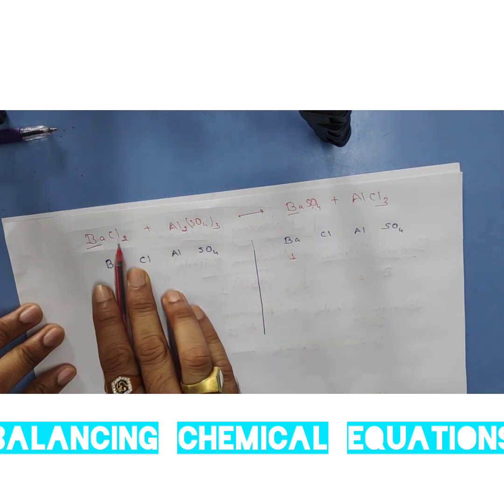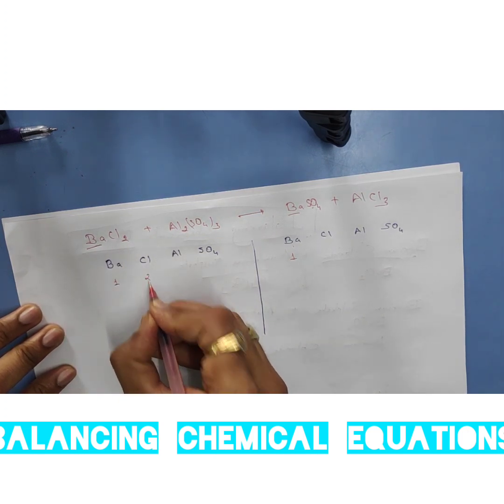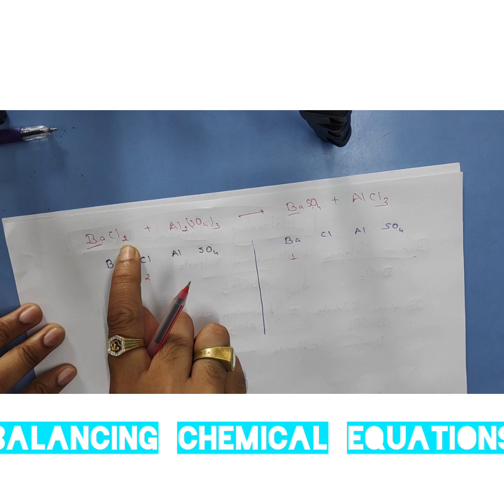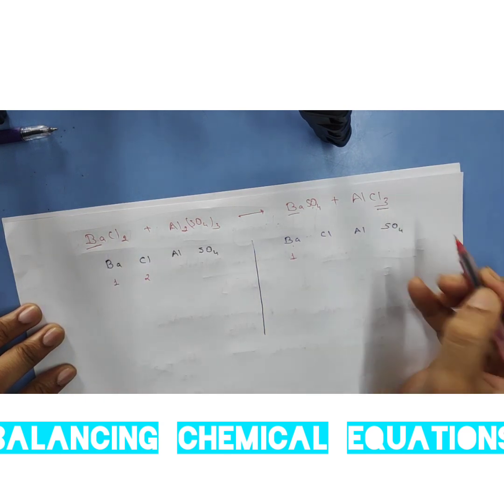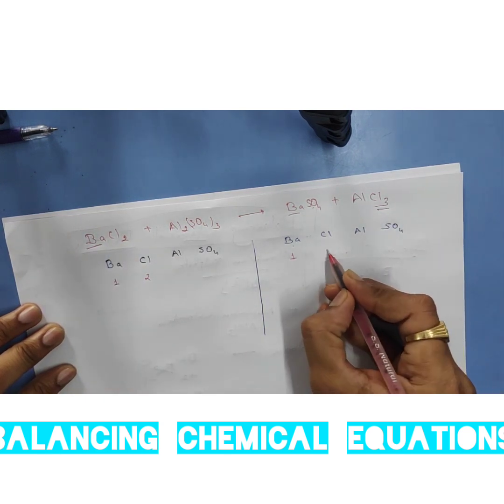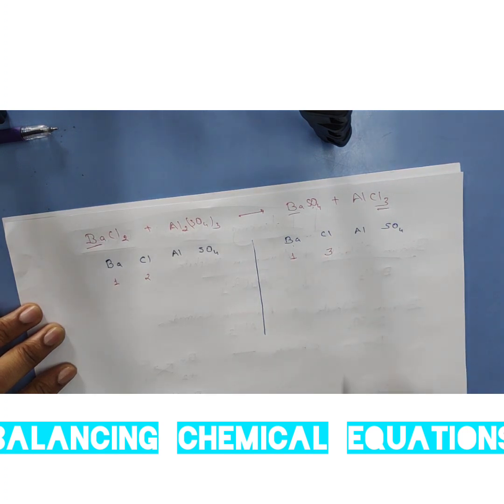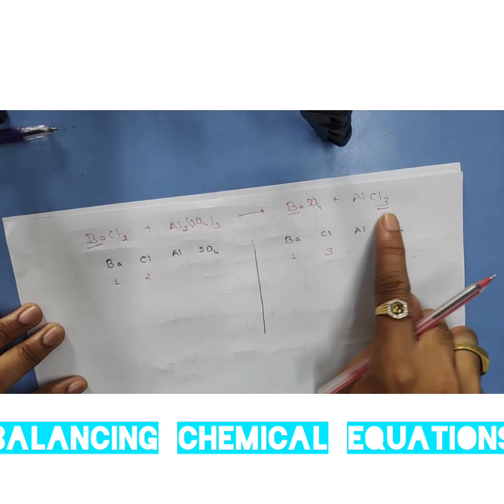Now, Cl. Look at Cl on this side. How many Cl do I have on left hand side? I have 2 Cl. How many Cls are on the right hand side? We have 3 Cls. Oh my God. Now what to do? Very simple. There is a golden rule. What golden rule? Never change a digit given in a subscript.